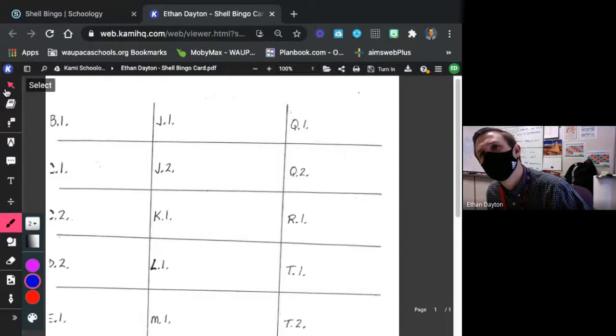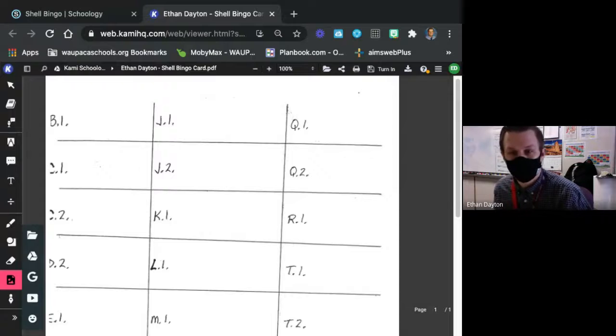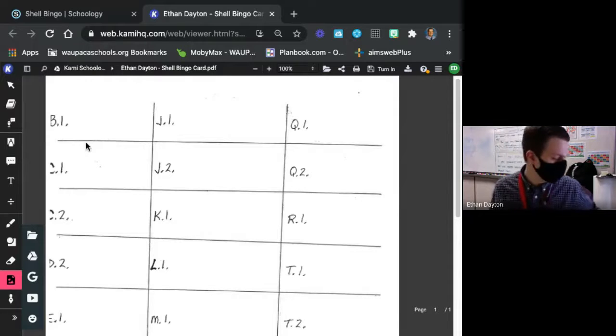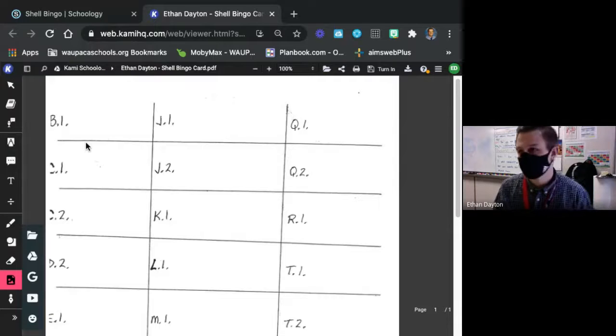Let's see. Add media. So if you wanted to, you could Google image search for these actual shells and put the picture of them on there. That's up to you. Okay, we're going to start by looking at the shells and then looking at the dichotomous key.